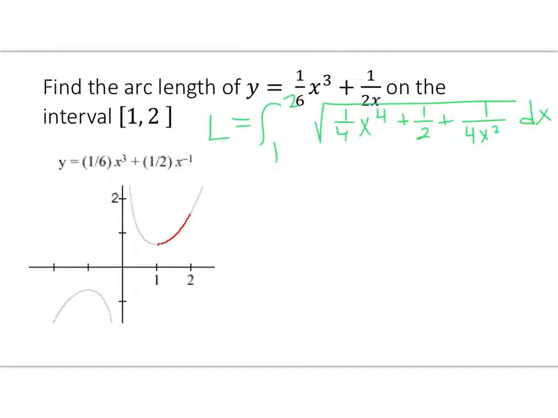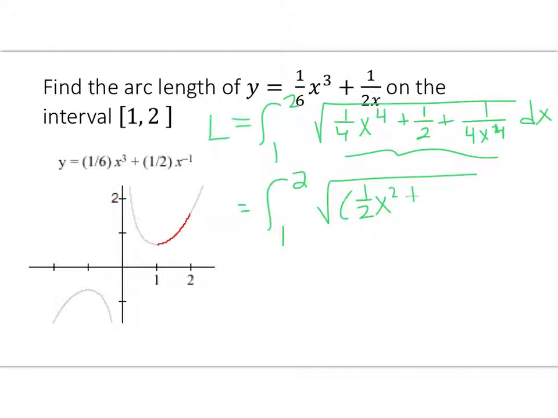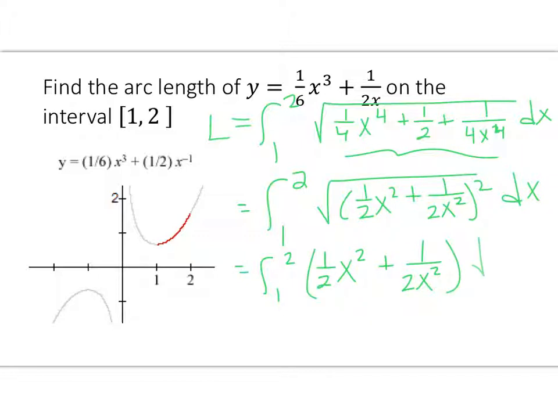Okay, so giving us more room, we had the integral from 1 to 2 of the square root of 1/4 x to the fourth plus 1/2 plus 1 over 4x to the fourth dx. And I said this is going to be a perfect square trinomial, so this factors nicely. So this factors to the integral from 1 to 2 of the square root of 1/2 x squared plus 1 over 2x squared, all squared, dx. So I'm taking the integral from 1 to 2 of 1/2 x squared plus 1 over 2x squared dx.